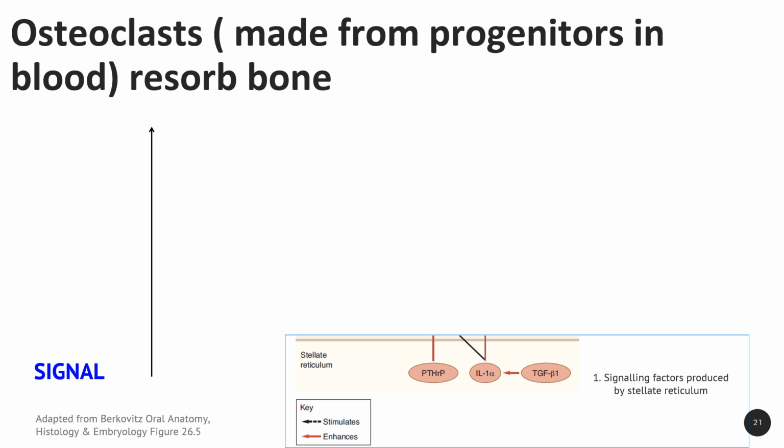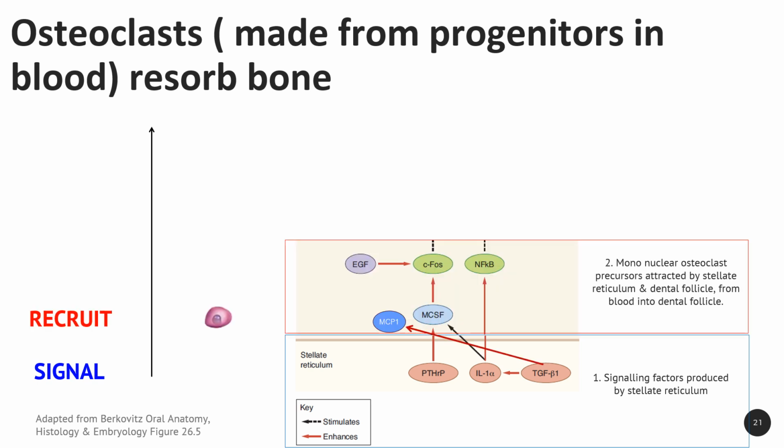So these signals from the stellate reticulum recruit, so attract in, precursors for osteoclasts. So precursors, progenitors, so think about the cells that are capable of turning into osteoclasts. And there's a whole signaling network of things which induce this process. So mononuclear, one nucleus here.